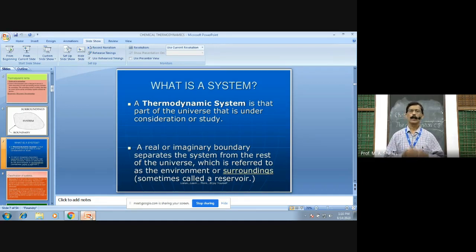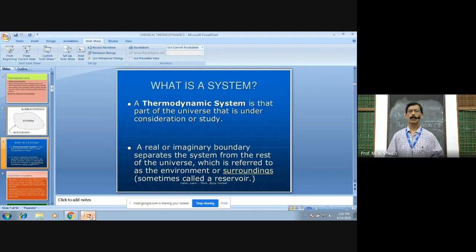Suppose we are doing a thermodynamic study of a chemical reaction between 20 ml copper sulfate solution and 1 gram zinc powder. Then the 20 ml copper sulfate solution and 1 gram zinc form our system. Student, a system may be large or it may be small. A system may contain one substance, or it may contain two or more substances.